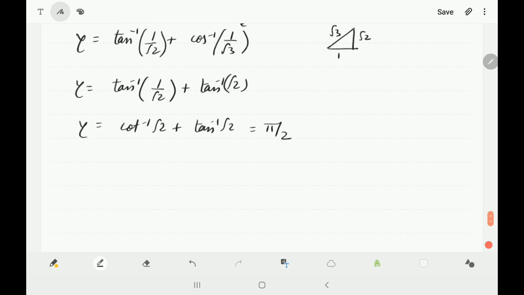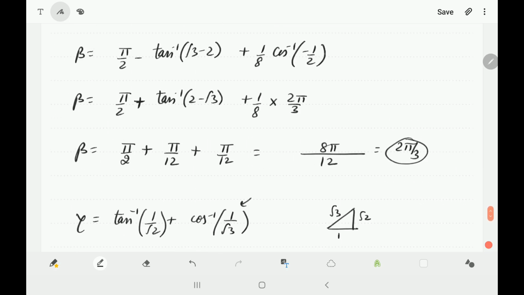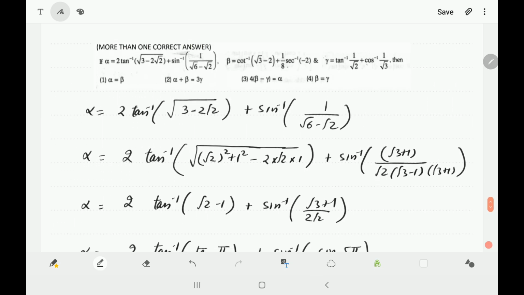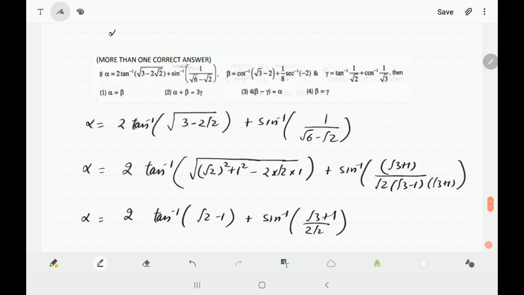So we have now all the values of alpha, beta, gamma. Let's see which of the options are correct. So we have alpha is equal to 2 pi by 3, beta is equal to 2 pi by 3, and gamma is equal to pi by 2. So obviously option 1 is correct. Now alpha plus beta will be 4 pi by 3, and this is equal to 3 pi by 2, which is not correct.